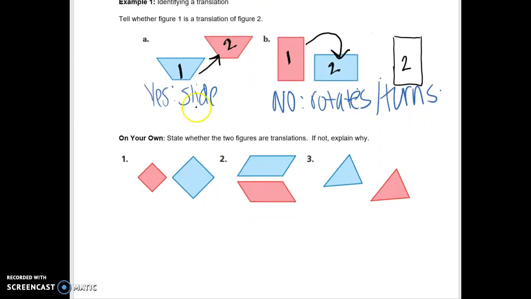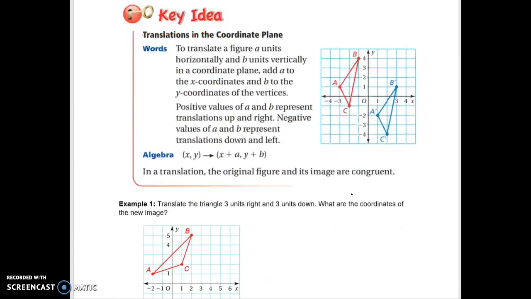So try these next 1, 2, and 3 on your own. Biggest thing to remember is that in a translation, the figures are the same size and the same shape, and they are also just a slide of that figure. They are not turning in any which way or direction. They're just physically slid. So try those 3 on your own.